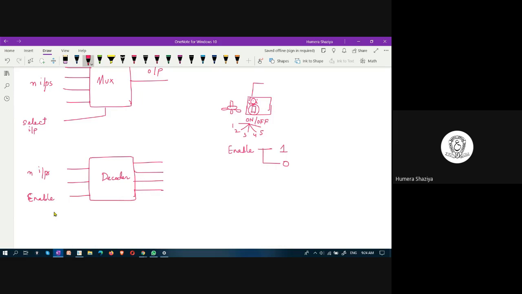Likewise, you also have an enable input. Enable input regulates or controls the circuit. Well, this enable input is like a switch. When it is 1, it is like on. When it is 0, it is like off.